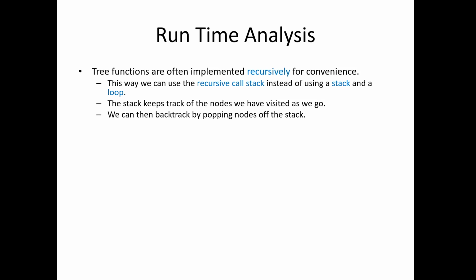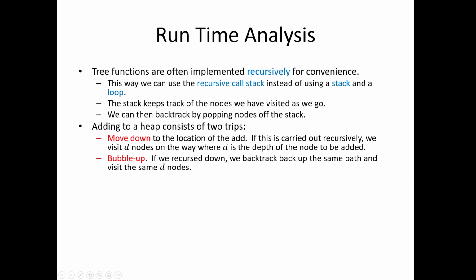And so we might start at the root node, and when we do our add, we're going to have to recurse down the tree to the location where we want to add. Then we're going to make the add there, and we're going to recurse back up. So we can think of the add as consisting of these two trips. First, the trip down to the location of the add, and then the bubble up operation is carried out as we traverse back up, possibly swapping as we go.